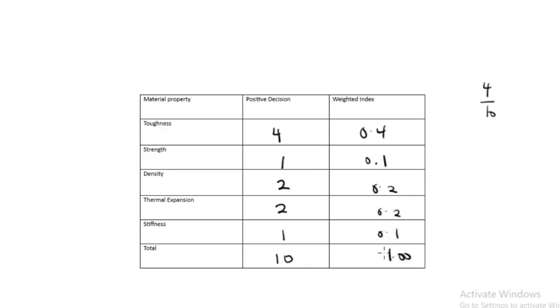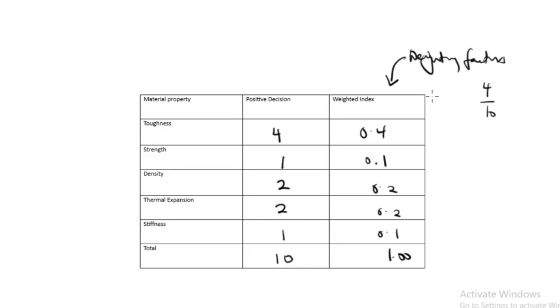I told you that the weighting factor or the weighting index should be less than or equal to 1. If you do it and it's more than 1, it means that your calculation is very wrong. So this is what we want. Now we are done finding the weighting factors.